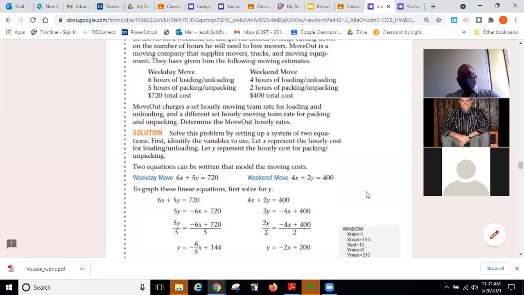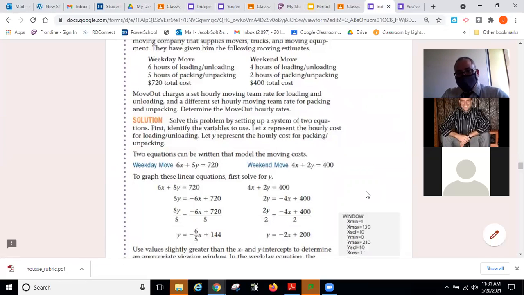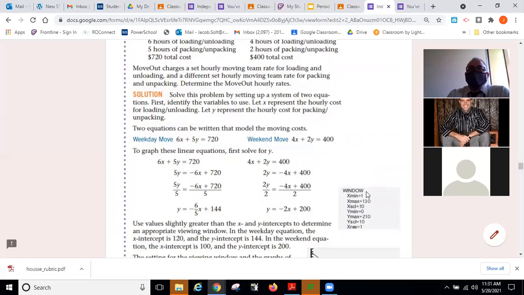Here's kind of how you would do this. It's called systems of equations. Maybe you remember this, it's an Algebra 1 topic, so this is something you should be familiar with from Algebra 1. To solve this problem, we have to set up a system of two equations.